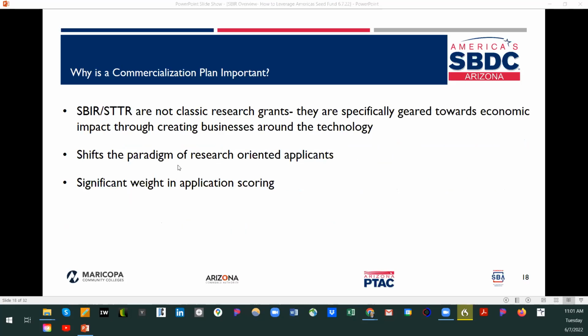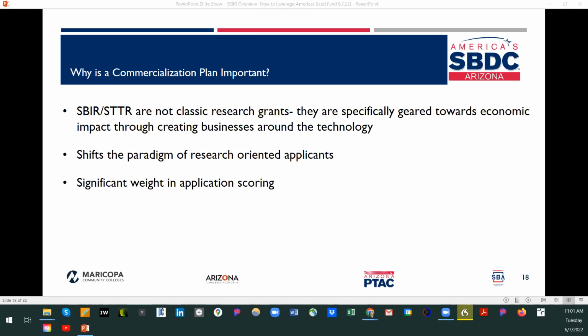Again, the commercialization plan is important because this is not a classic research grant. This is applied research leading to technology being deployed as a business. And it's very much a shift in paradigm for research-oriented applicants.